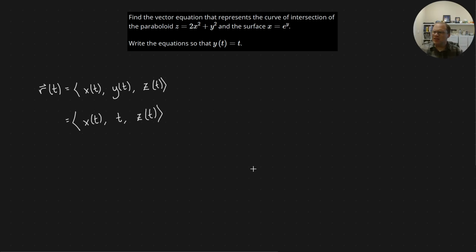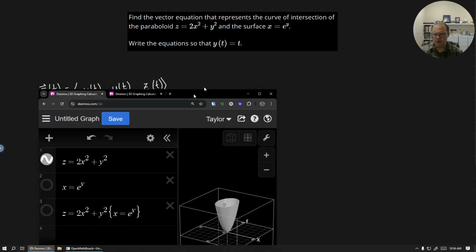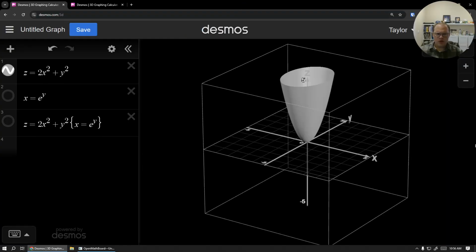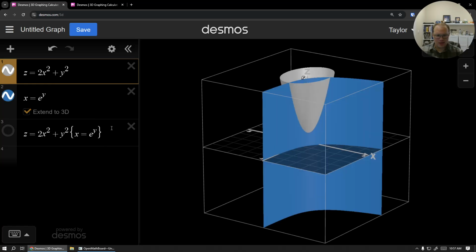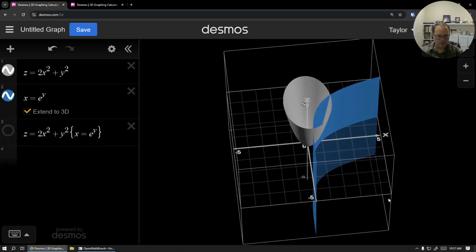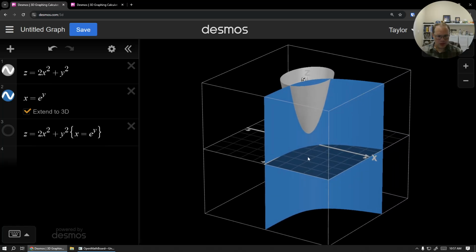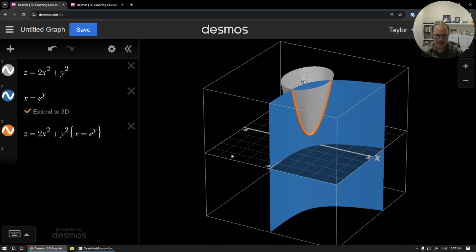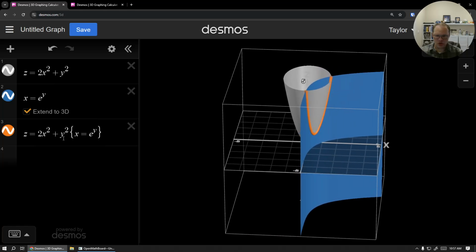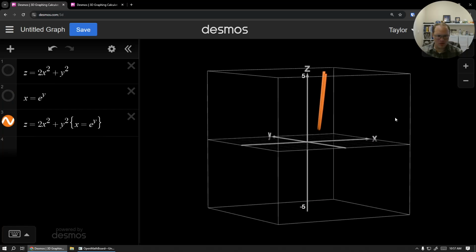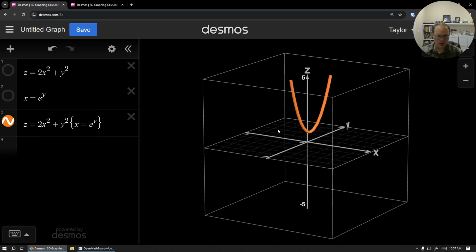Okay, let's get an idea of what we're working with here. Let's pull over a graph. So there's our paraboloid, z equals 2x squared plus y squared. We want to look at the intersection of this paraboloid with the surface x equals e to the y. And so the intersection we get is this shape right here. So we want to be able to describe this path in 3 dimensions.